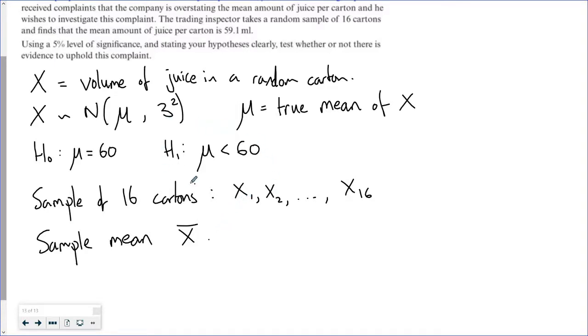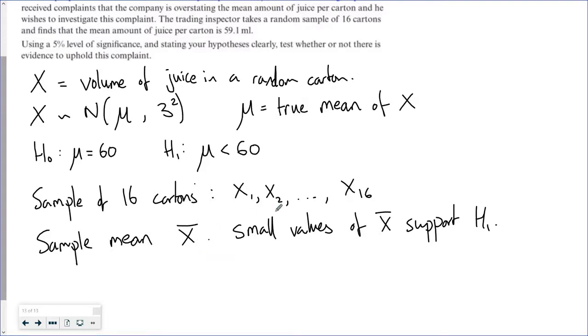And at this point, it's worth writing down what does x bar have to be in order to try and support H1. So in order to try and support the inspector's claim, he wants x bar to be less than 60. So small values of x bar support the alternative hypothesis that the inspector is correct with his hypothesis. And notice that the smaller x bar is, the more confident you can be that the company is lying.